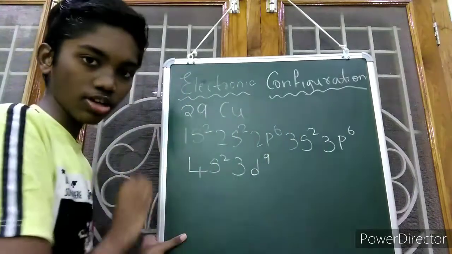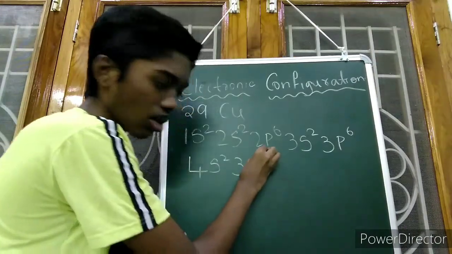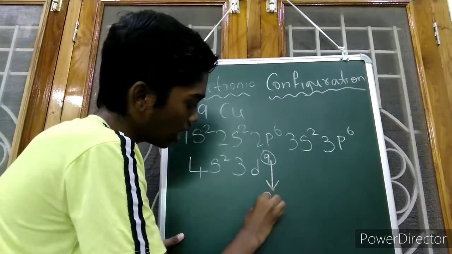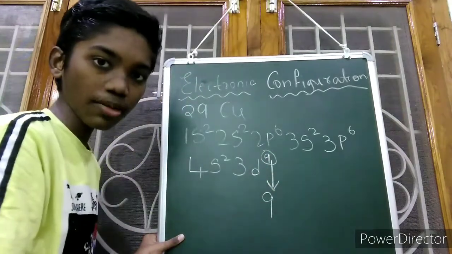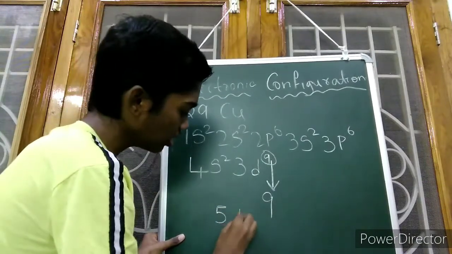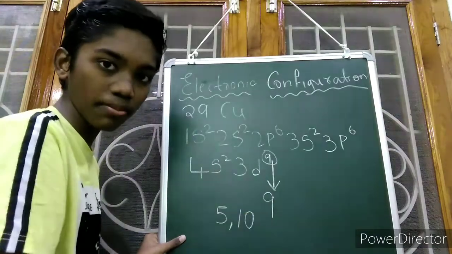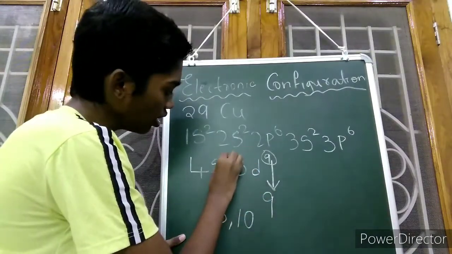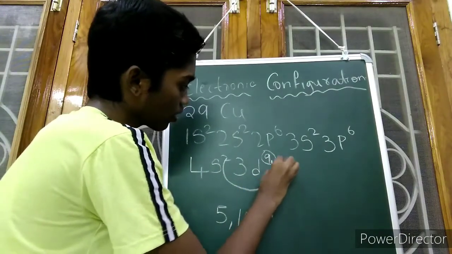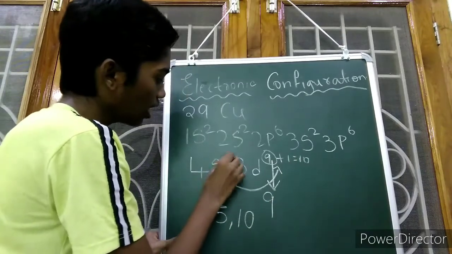If we observe this electronic configuration, the 3d orbital is neither half filled nor fully filled. The number of electrons in the 3d orbital is 9. But to get more stability, it must be either 5 or 10. Here 9 is near to 10. So we can make it 10 by borrowing an electron from the 4s orbital. Then here it will become 9 plus 1, which is 10, and here it will become 1.